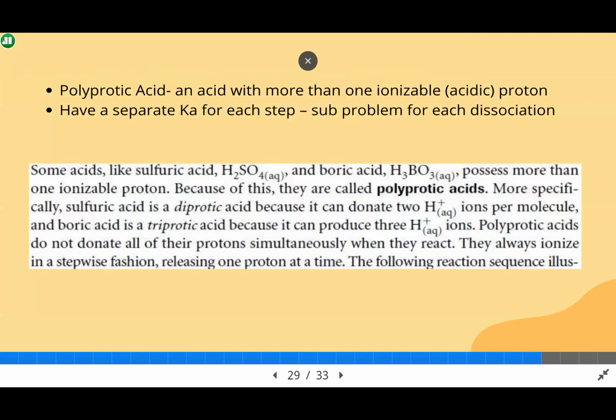The special case we're going to talk about is polyprotic acids. Some acids, like sulfuric acid and boric acid, possess more than one ionizable proton. Because of this, they are called polyprotic acids. Specifically, sulfuric acid is a diprotic acid because it can donate 2 H+ ions per molecule. Boric acid is a triprotic acid because it can produce 3 H+ ions. Polyprotic acids do not donate all of their protons at the same time when they react, and they always ionize in a stepwise fashion, releasing 1 proton at a time.